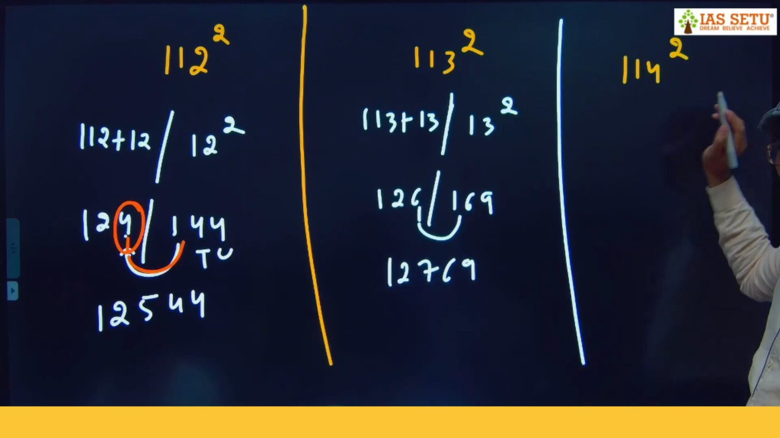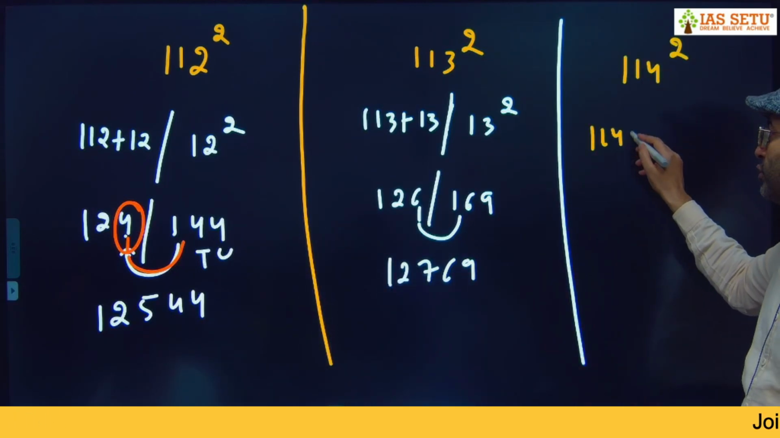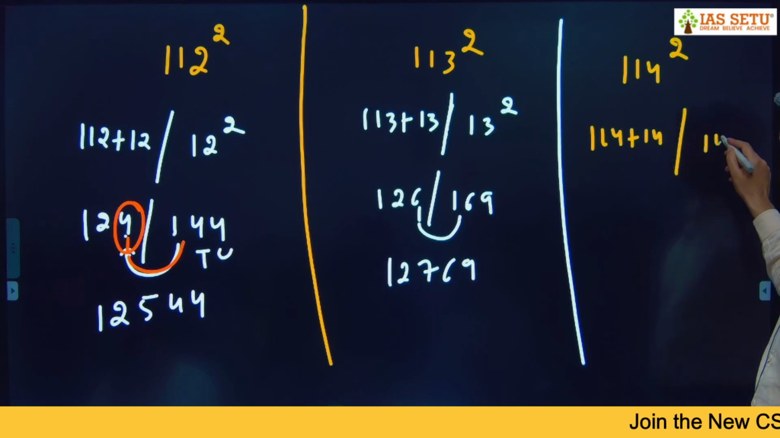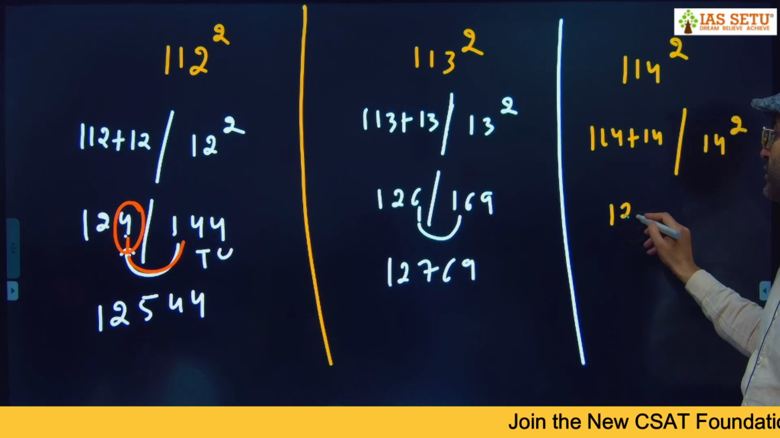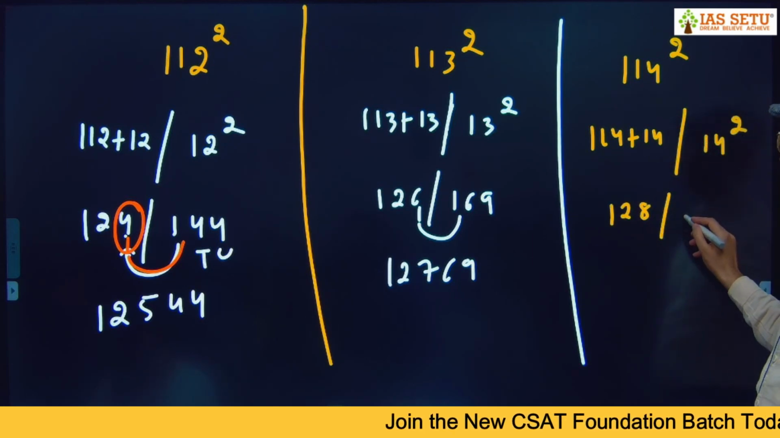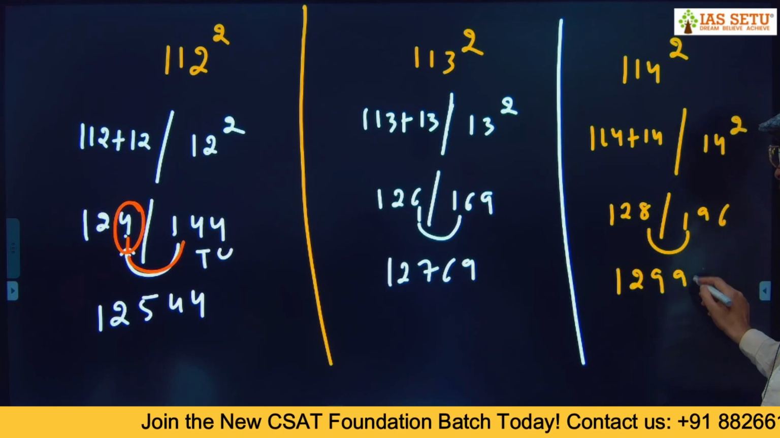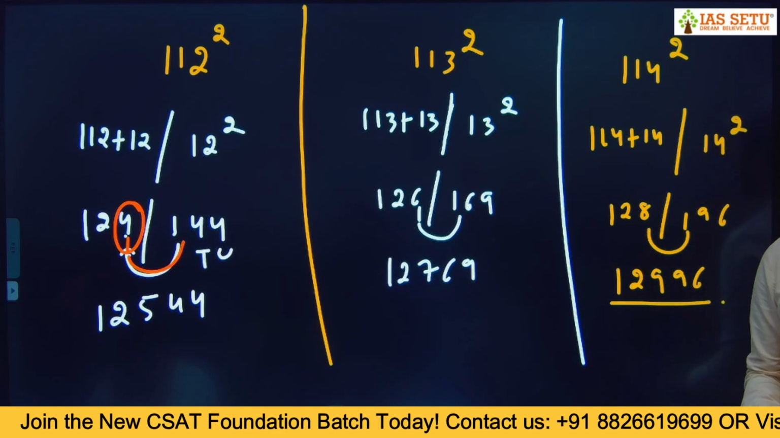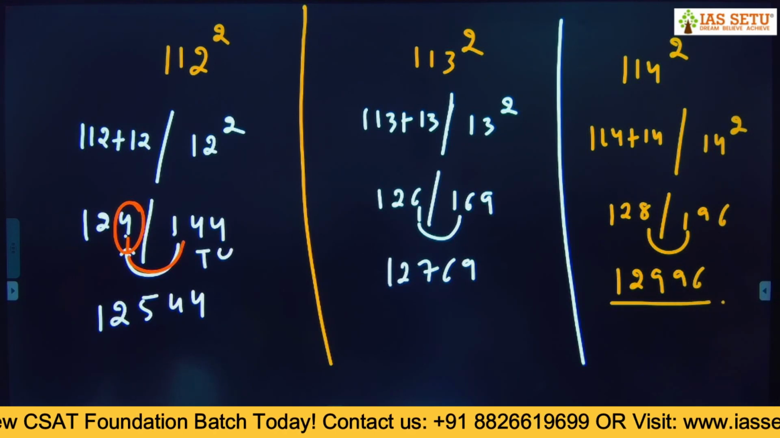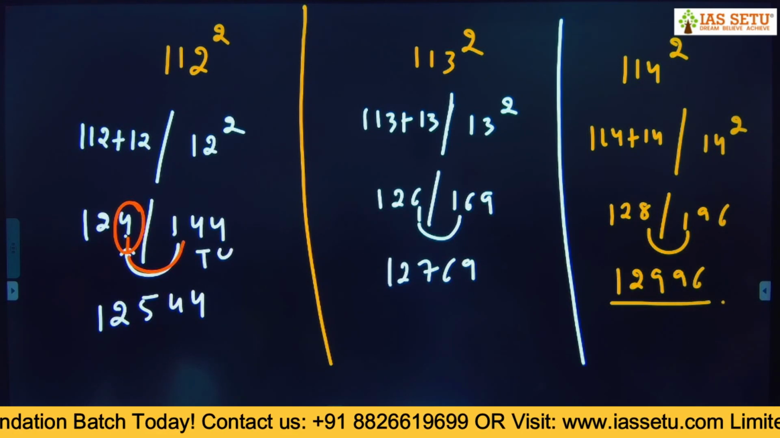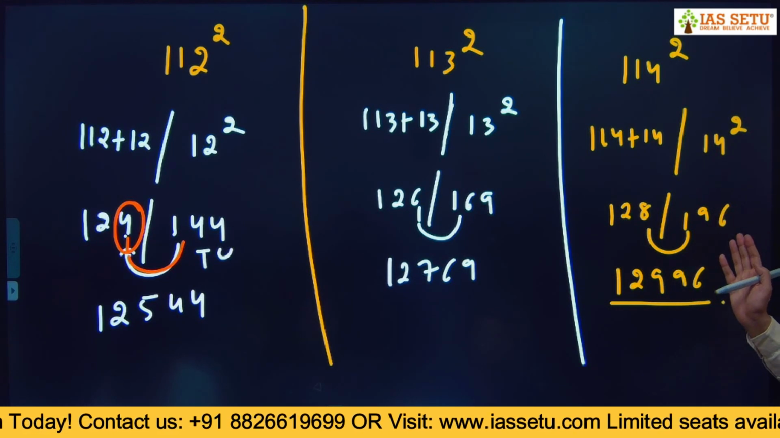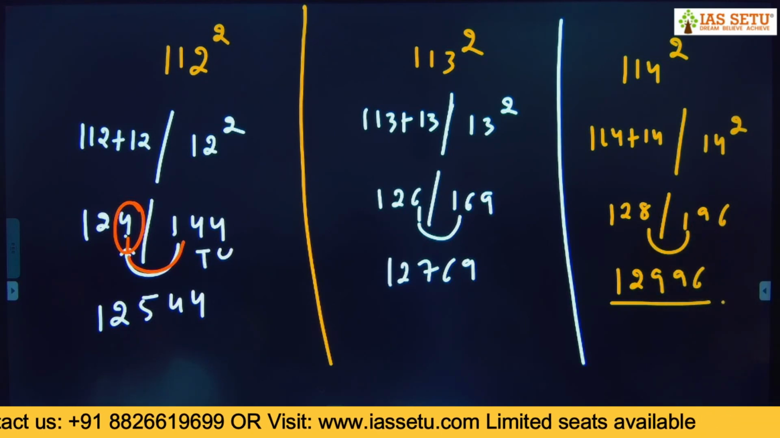114 square. So left side value will be 114 plus 14. Right side value will be 14 square. It is 128 left side value. Right side value 196. 1 carry forward. 12996 is your answer. So what is 114 square? 12,996. So the only thing, if we have this type of value, you have to take care of carry forward.